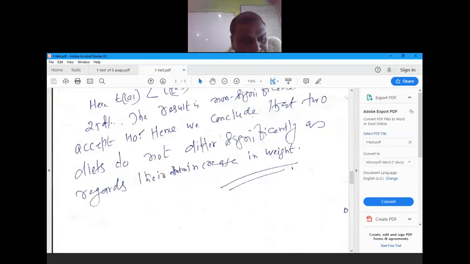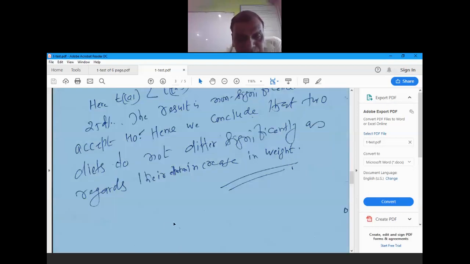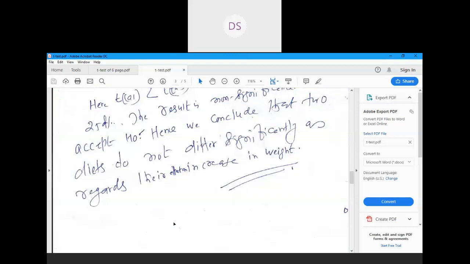ठीक है, आगे बढ़ें? Yes, sir. Very good. Then we come to the next application, that is to test the significance of observed sample correlation coefficient. You may write to test the significance of observed sample correlation coefficient.